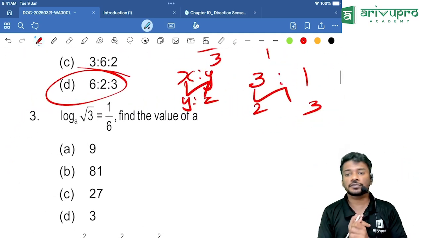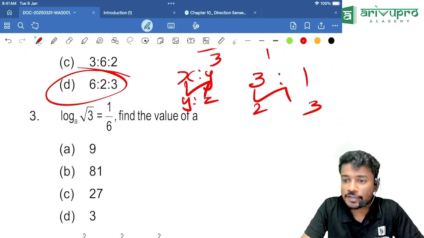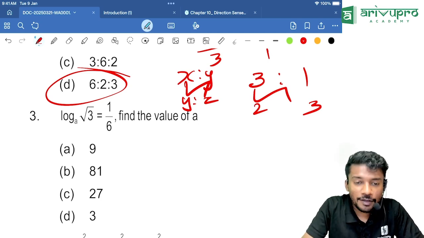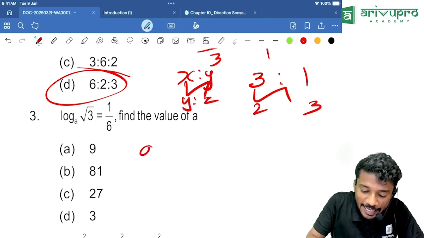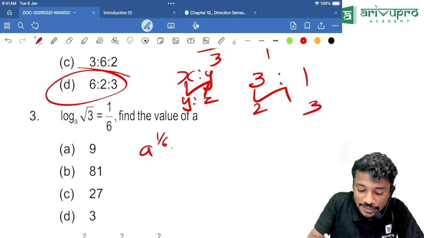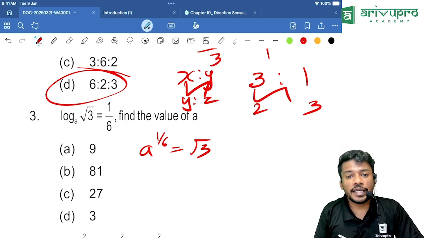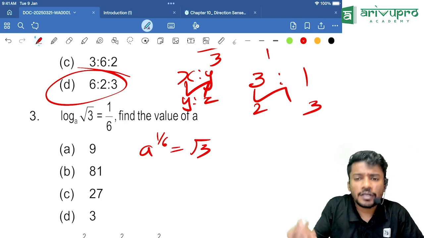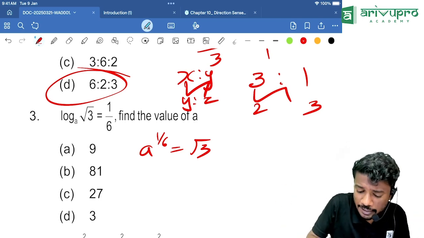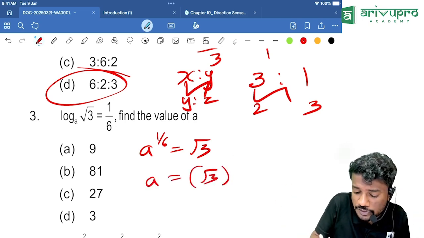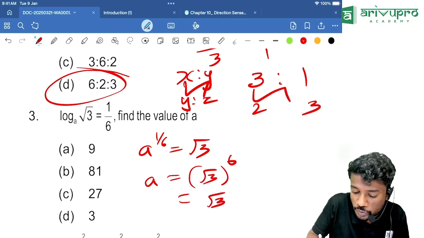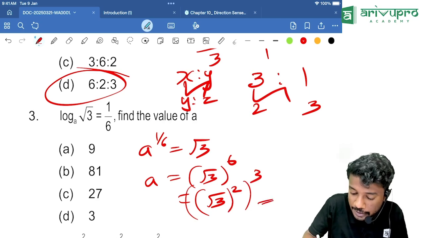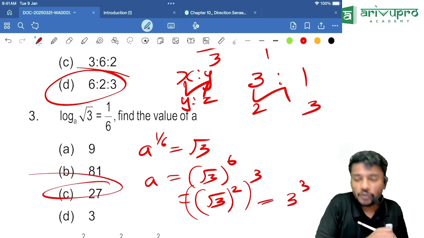Now, try this. How to solve this? What is the formula? Do you remember? A power 1 by 6 is equal to root 3. General formula of log. So, what will you do? Take power of 6 on both sides. That will be a is equal to root 3 the whole raised to 6. Can I write it as root 3 raised to 2 the whole raised to 3? Yes, it can be written as 3 cube. Answer is 27.